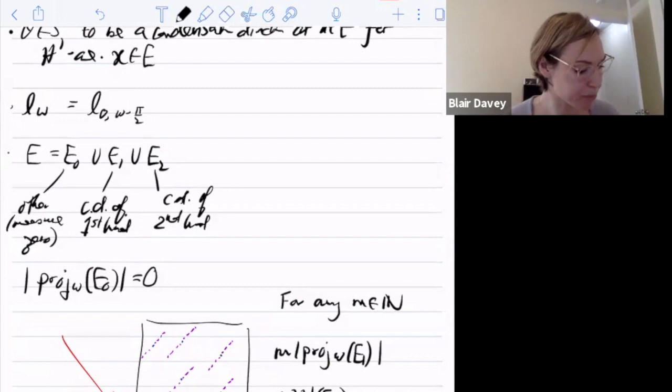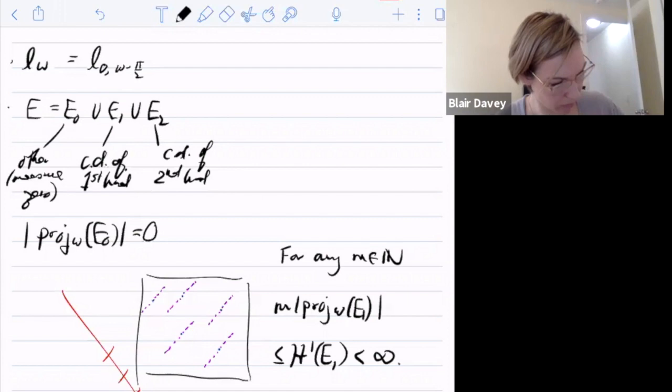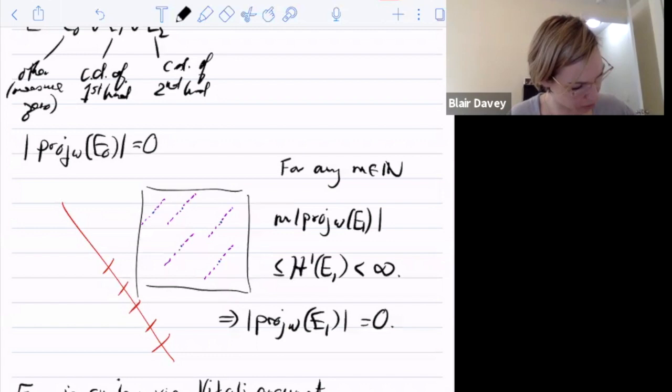And then E2 is similar. And to account for the fact that we're looking at wedges instead of single lines, you use the Vitali covering argument. Okay, so E0, E1, and E2 all have zero projection. So E has zero projection, and that is what needed to be shown. So the projection onto omega of E equals zero. Omega was almost every point on the unit circle. So that's the idea behind it.